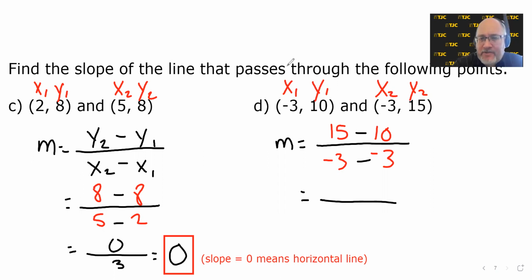On the top, we get 15 minus 10, which is 5. But what do we get on the bottom? On the bottom, the minus minus becomes a plus. So we end up getting -3 plus 3, which is equal to 0. What's 5 divided by 0? If you said 0, you would be incorrect. Get out a calculator and try it. It should tell you either error, undefined, or domain error if you want to get nitpicky. But regardless, when you have a fraction with 0 on the bottom, that is undefined.